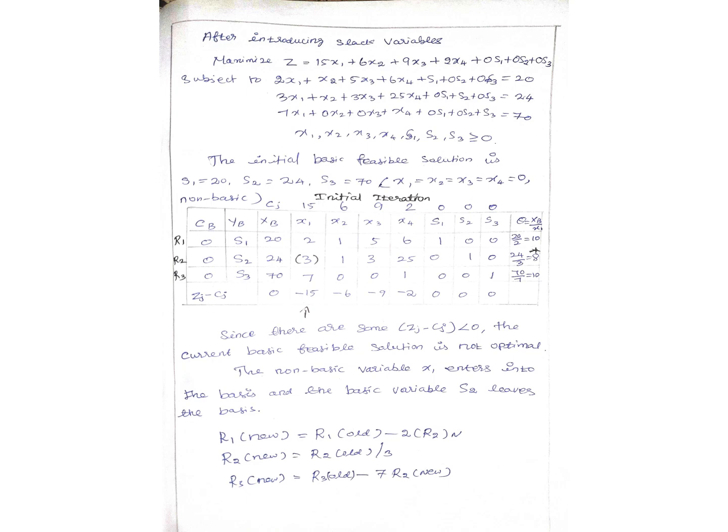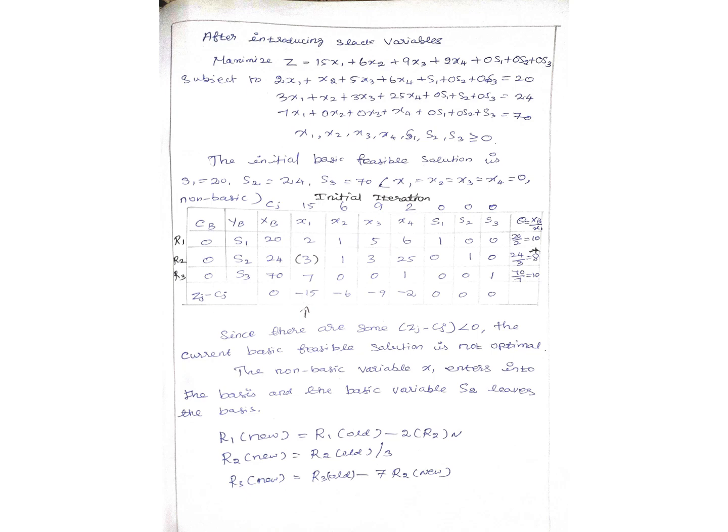Then we need to add the coefficient of constraints. The first constraint is 2x1 + x2 + 5x3 + 6x4 + s1 + 0s2 + 0s3 = 20. So we put the coefficient values in the initial simplex table. That is 2, 1, 5, 6, 1, 0, 0.